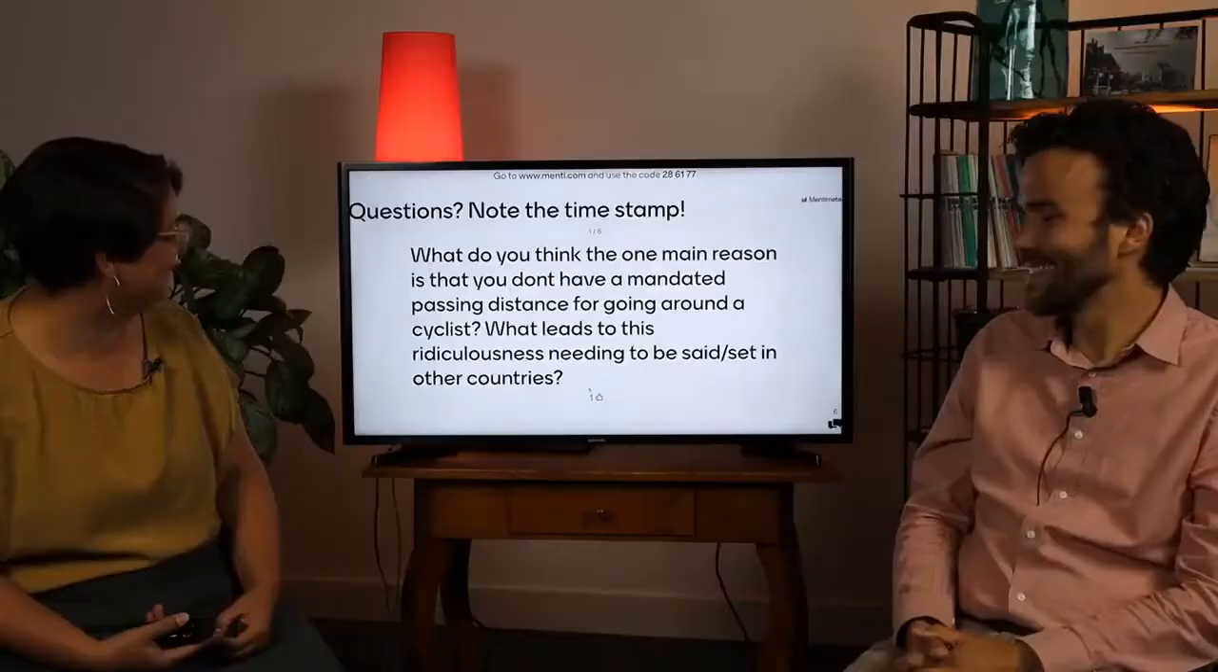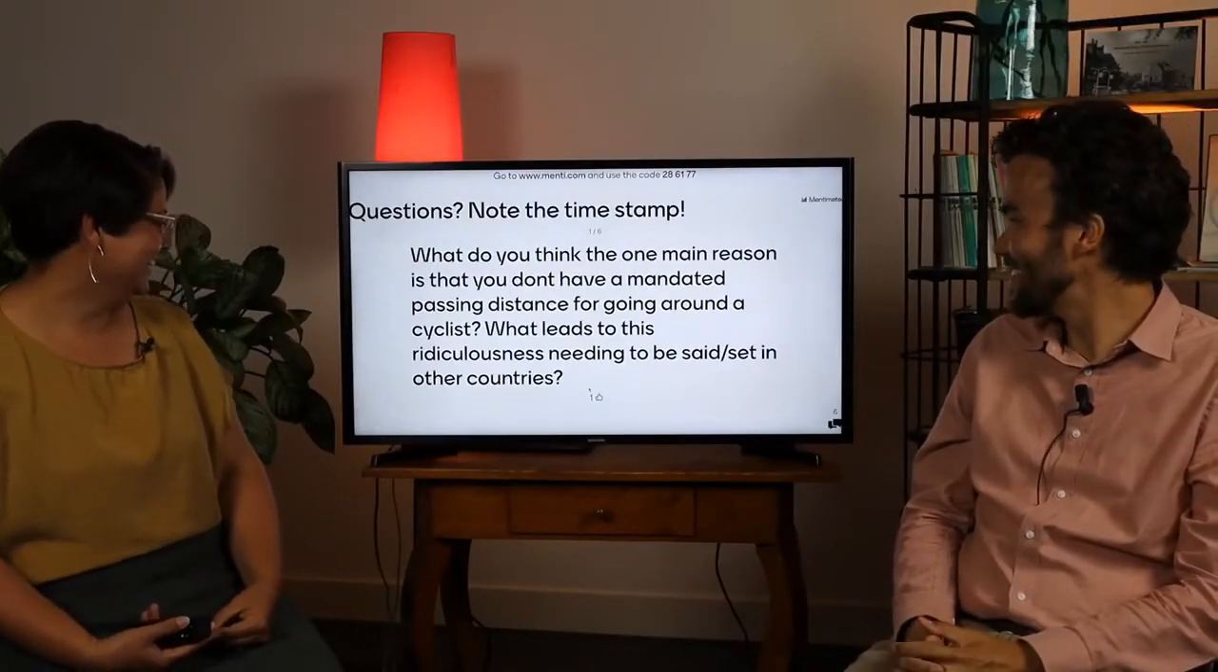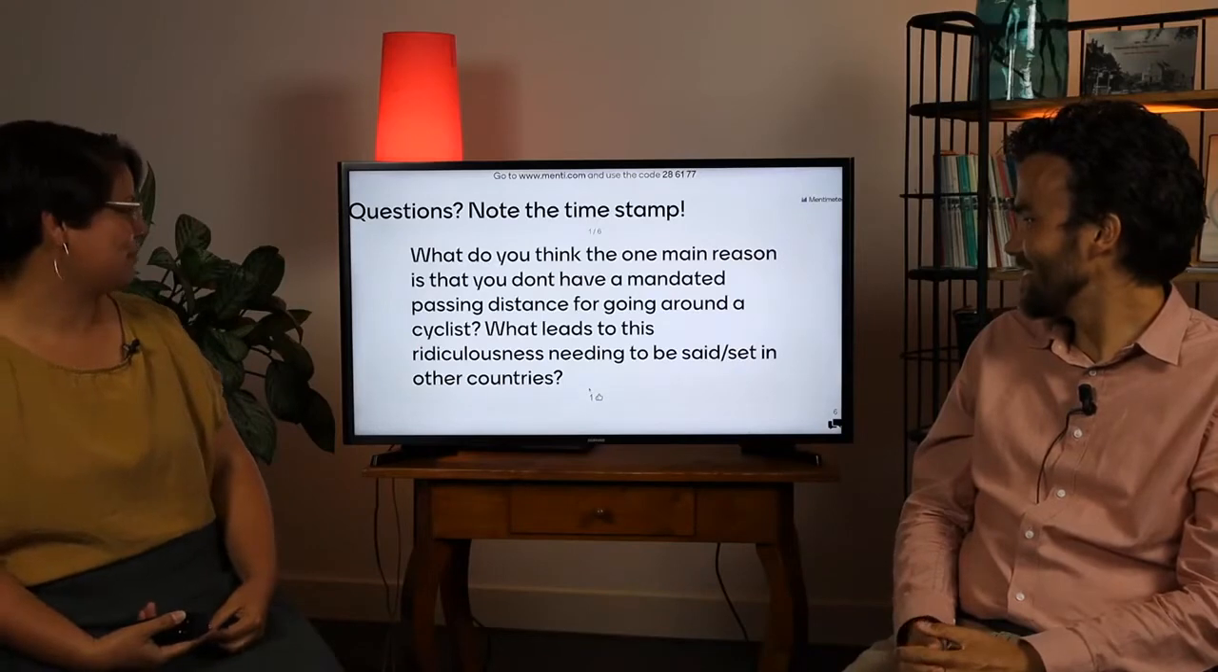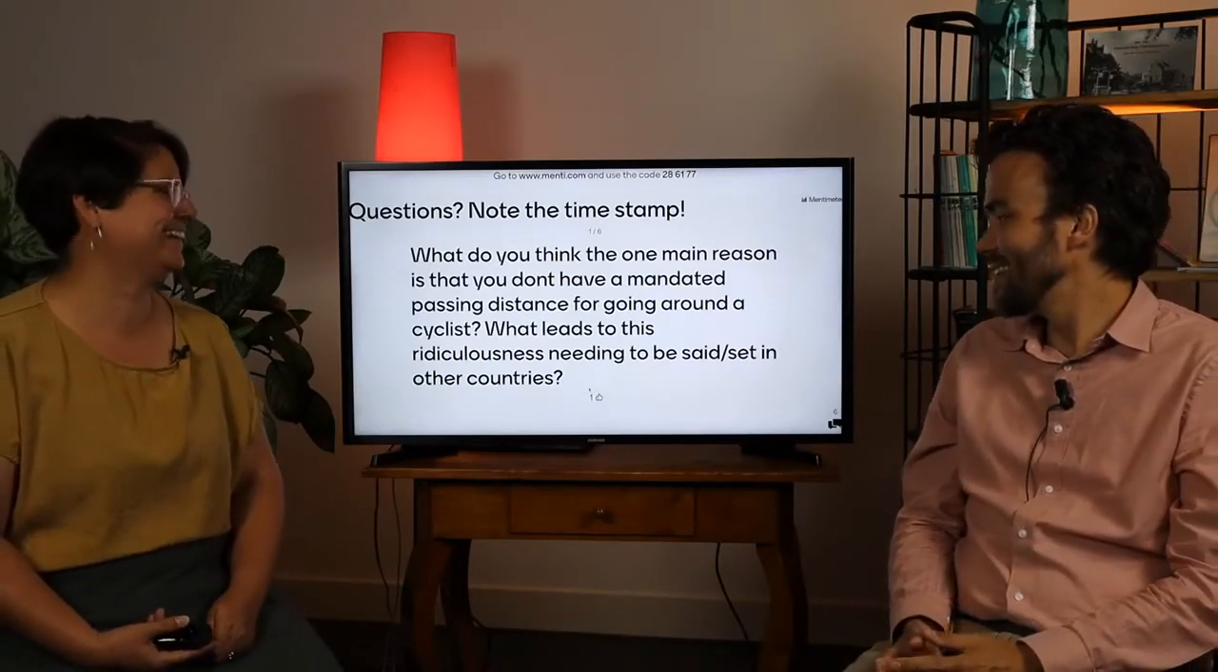Okay, what do you think the one main reason is that you don't have a mandated passing distance for going around cyclists? It's a loaded question. What leads to what happens in other countries? Well, I think if you have a lack of cycling facilities and high speed, you might need a rule like this. In the Netherlands, especially on these type of streets where you would encounter cyclists, speeds are generally low, and I don't think we need a passing law like that.